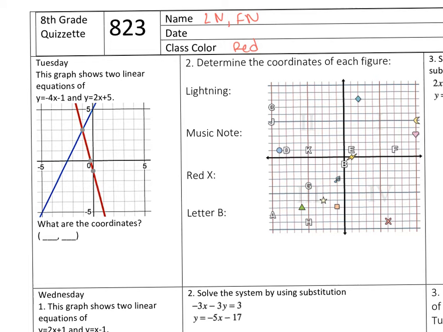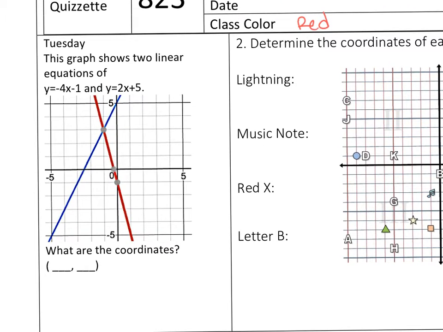Number 1 says, this graph shows two linear equations: y equals negative 4x minus 1 and y equals 2x plus 5. I want to remind you that when you have an equation in the form y equals mx plus b, b represents the y-intercept, if you remember correctly, and m represents the slope.